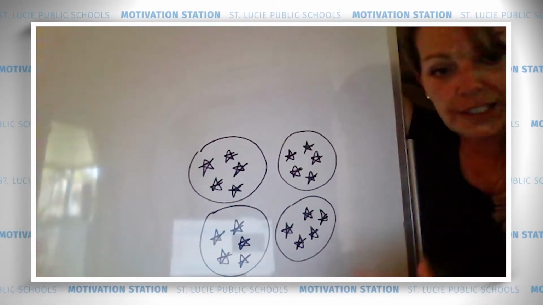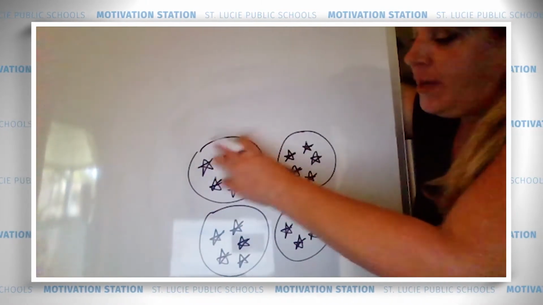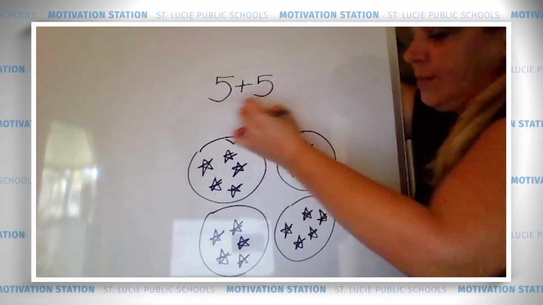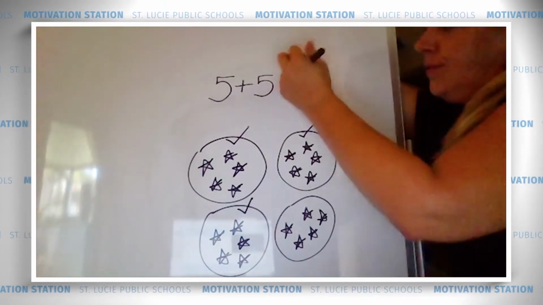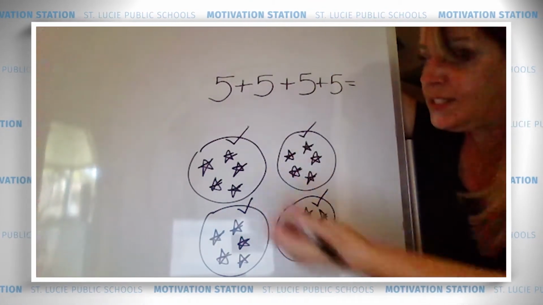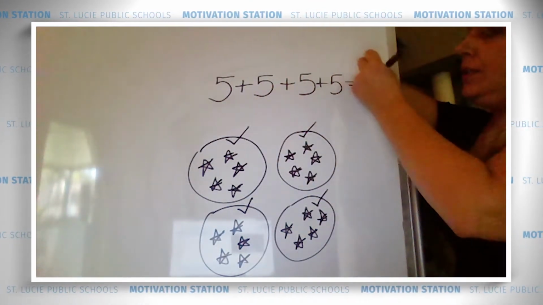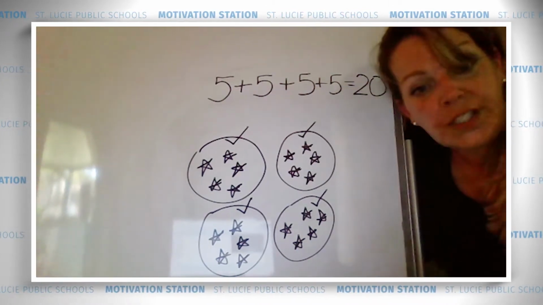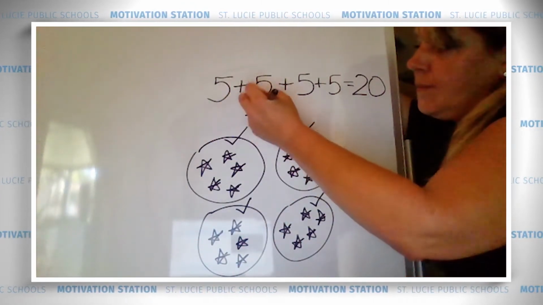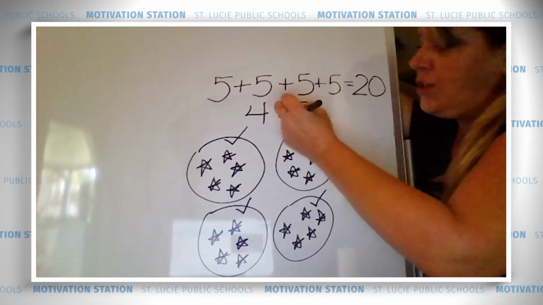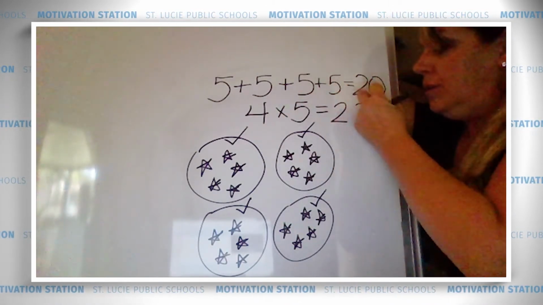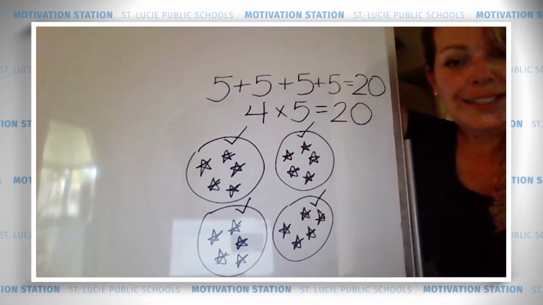So remember, we could do repeated addition to represent this. So this would be how many stars in each group, which would be 5 plus 5. And remember, I said you could check them off as you go. Plus 5 plus 5. And then I can skip count by 5s. 5, 10, 15, 20. Or I could write that as a multiplication equation. So I'm going to write 4 groups of 5 stars, or 4 times 5 equals 20. Okay? That's what we worked on yesterday.